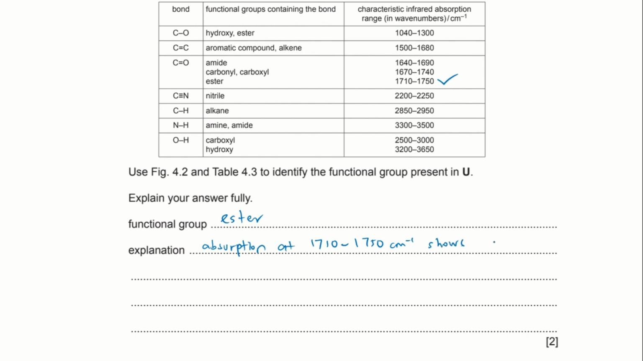And what does it mean by this absorption? It shows the presence of C double bond O. And the next absorption is for C single bond O at the range here given in the table. So let's just write down and copy the range from the table given, this wave number, and it shows the presence of C single bond O bond.